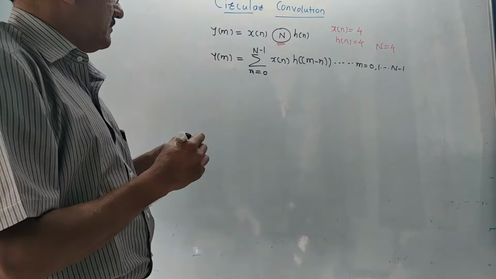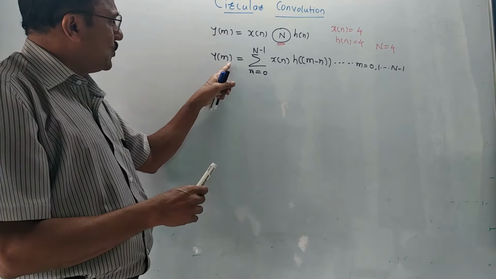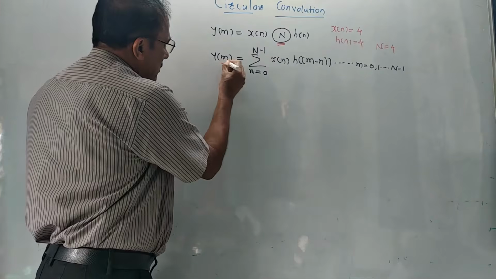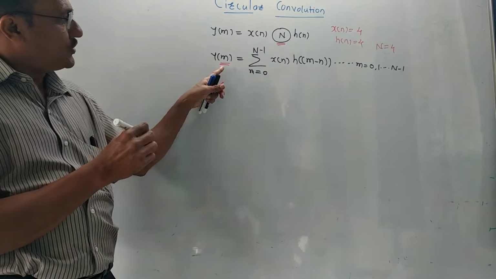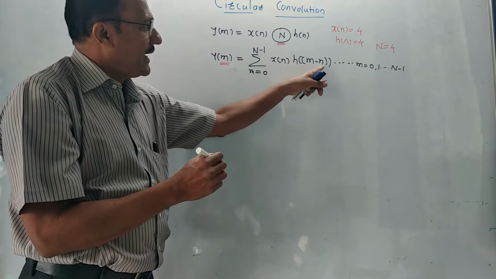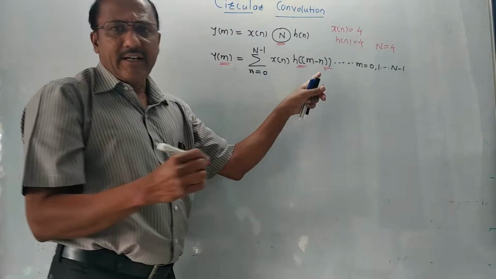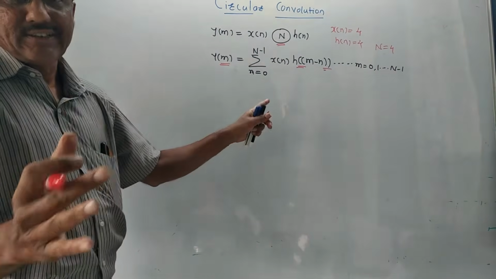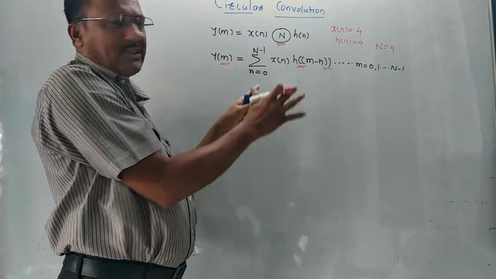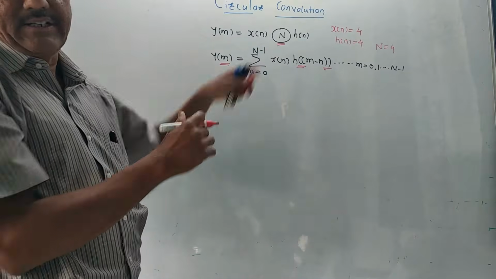The mathematical equation to calculate the circular convolution is y of m, where this circled N is the notation used to represent circular convolution, equals summation n 0 to N minus 1 x of n h of double bracket m minus n. What does this sign indicate? Double bracket indicates that you need to plot the sequences in a circular fashion. I will tell you how to plot the sequence in circular fashion. Presently we are just discussing the mathematical equation.